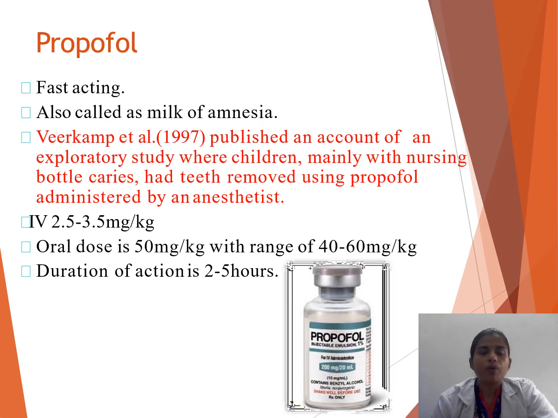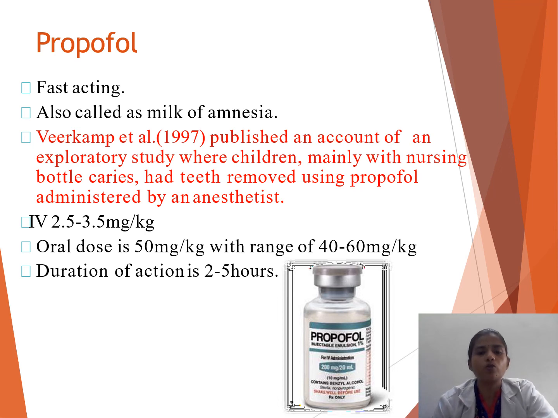Next, we'll see about propofol. It is a fast-acting agent. It is also called milk of amnesia. Veerkamp et al. in the year 1997 published an account of an exploratory study where children mainly with nursing bottle caries had teeth removed using propofol administered by an anesthetist. In IV form, 2.5 to 3.5 mg per kg should be used. In oral dosage, it is 50 mg per kg with a range of 40 to 60 mg per kg.